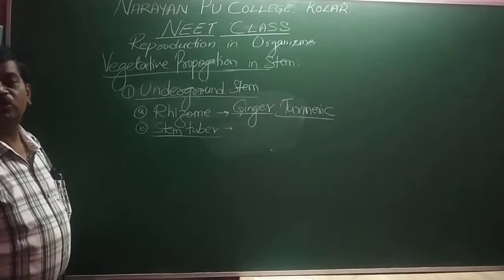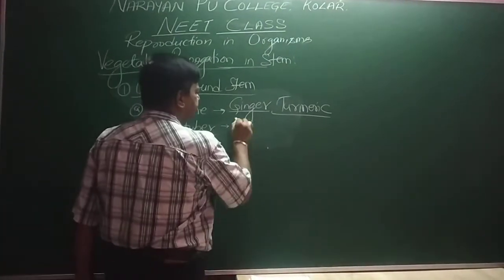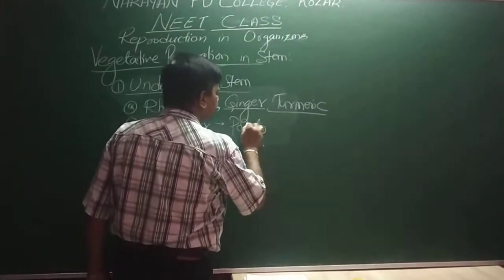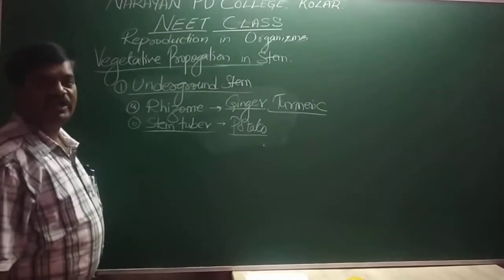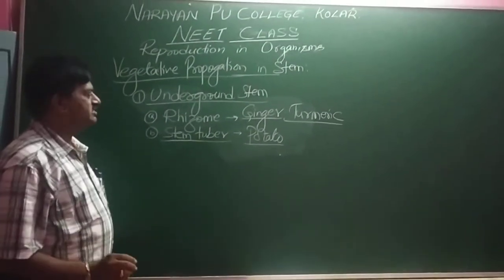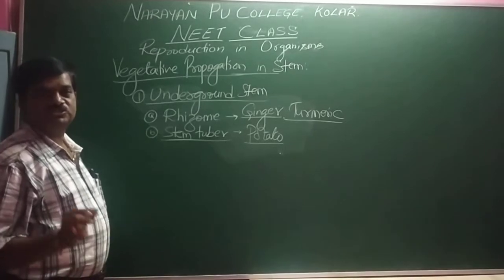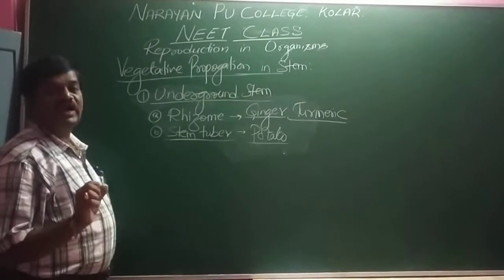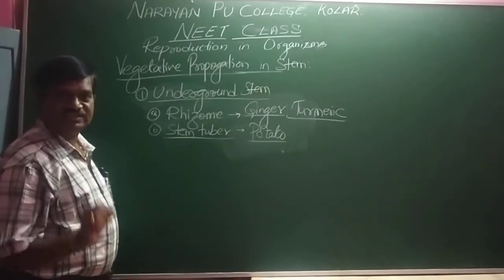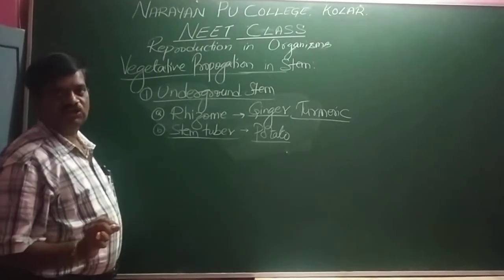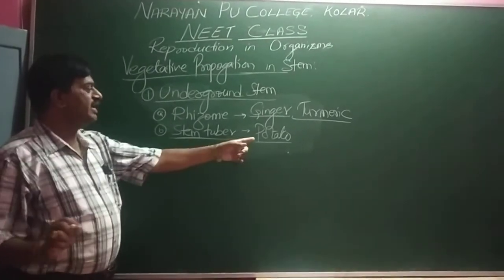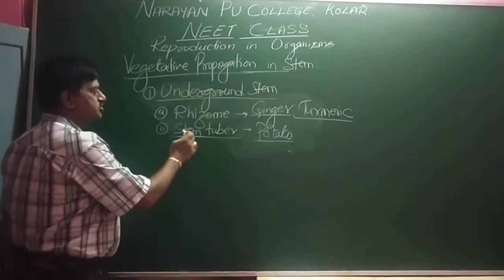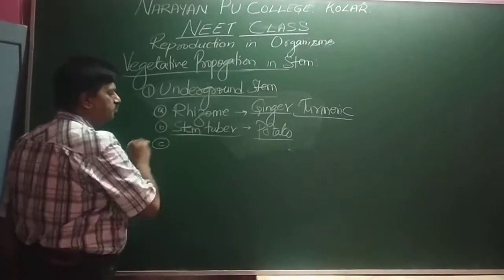Even the stem tuber also helps in vegetative propagation. Example, potato, called Solanum tuberosum. Even this potato has a nodal region, and in the nodal region there are axillary buds. These axillary buds are called eyes. Eyes help in reproduction, hence it is called a vegetative propagule.